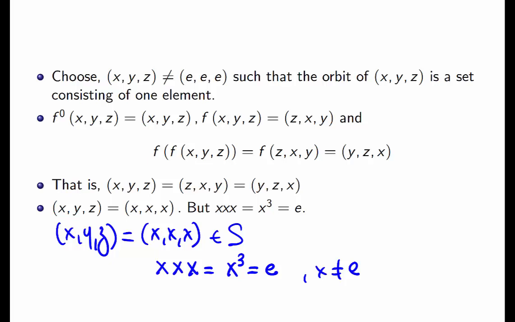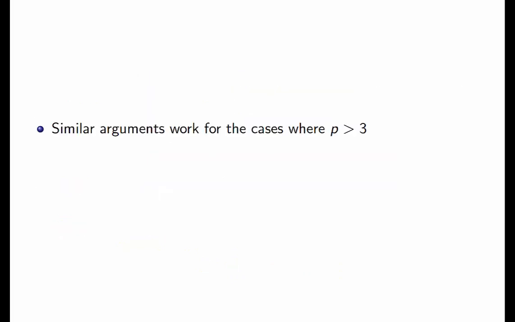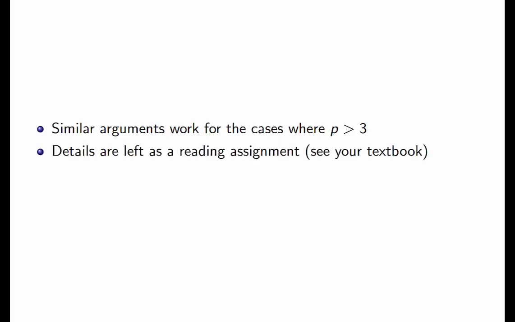And now, the reason why this case is super important is because the general proof, when P is a prime order and not 3, essentially mimics these steps. So instead of rehashing the same techniques, I'm going to leave it to you to verify that these steps essentially can be rehashed for the general case. Similar arguments work for the cases where P is greater than 3, and the details are left as a reading assignment. So I'll refer you to your textbook for that.